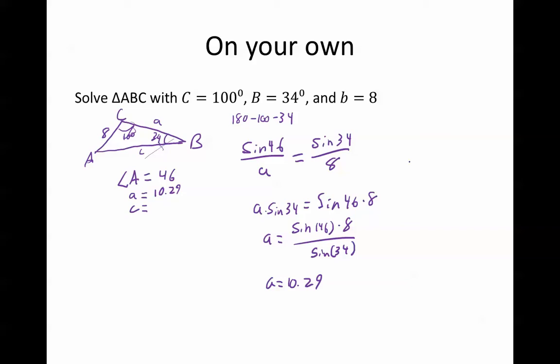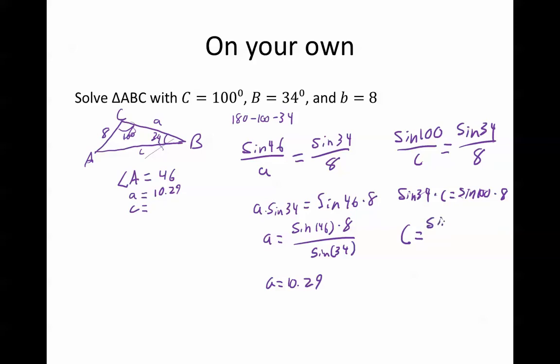So side C now, we can do the opposite here. So this law of sines will be sine 100 over C equals sine 34 over 8. And cross multiplying, we get sine 34 times C equals sine 100 times 8. So therefore C equals sine 100 times 8 over sine of 34. And when we do that up in our calculator, we end up with 14.09. And there we go.